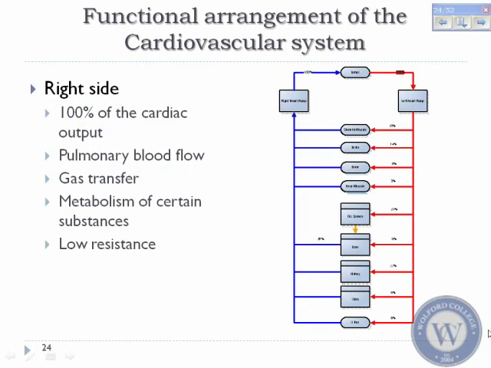When you go back to this picture, it shows you how the blood actually preferentially goes to different organ systems depending on the vascular resistance to those components. Okay? This is a system in series, the one that goes from the right heart to the lungs to the left ventricle. This one, on the other hand, is a system in parallel.